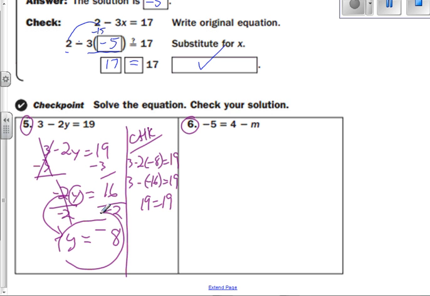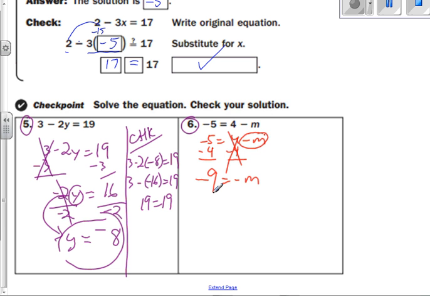So now let's look at number 6 over here. You have negative 5 is equal to 4 minus m. All right, so I'm going to subtract 4 from both sides. That equals 0 on the right-hand side. You're left with just a negative m. And then negative 5 take away 4 would be negative 9.